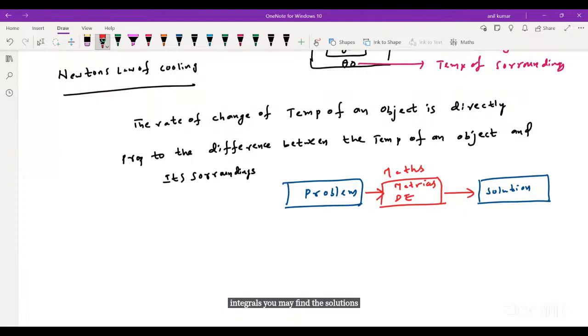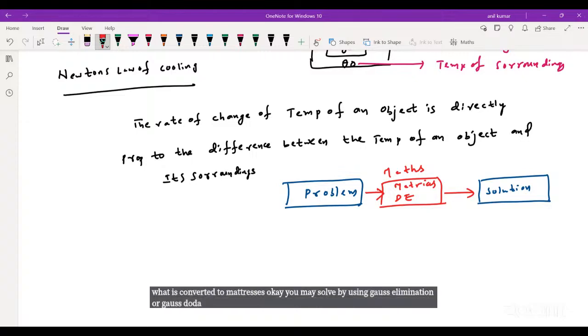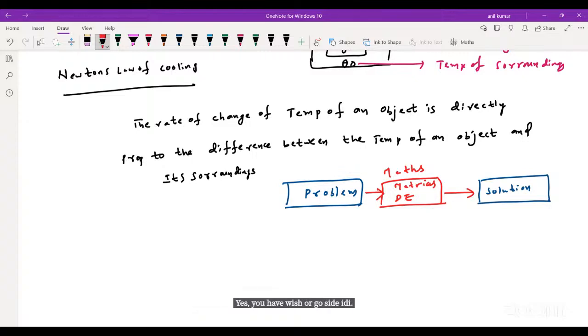When you are going to find the solutions to a real world problem, we have to convert the problem into a mathematical equation. Based on the scenario of the problem, you have to model it. If it is converted to matrices, you may solve by using Gauss elimination or Gauss Jordan, or Gauss Seidel. Or if it is converted to differential equations, apply several methods of differential equations. Otherwise, sometimes we apply Laplace transform, Fourier series, Fourier transforms, like that.